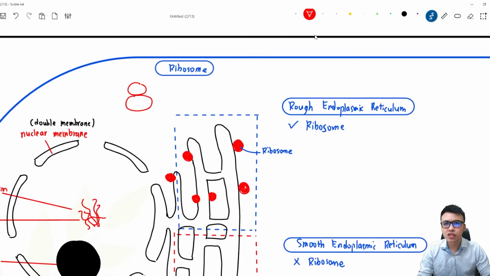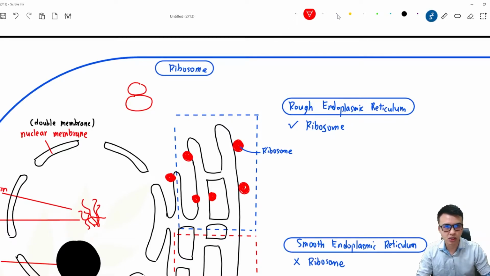Now guys, let me ask you a question. If I ask you to cook a curry chicken and you don't know how to cook it, what are you going to do? You go to YouTube, right, to look for the recipe. So the ribosome is doing the same thing. They will need to have the recipe in order to produce something. This recipe actually comes from the nucleus. And the nucleus will provide the recipe in terms of the DNA or mRNA.